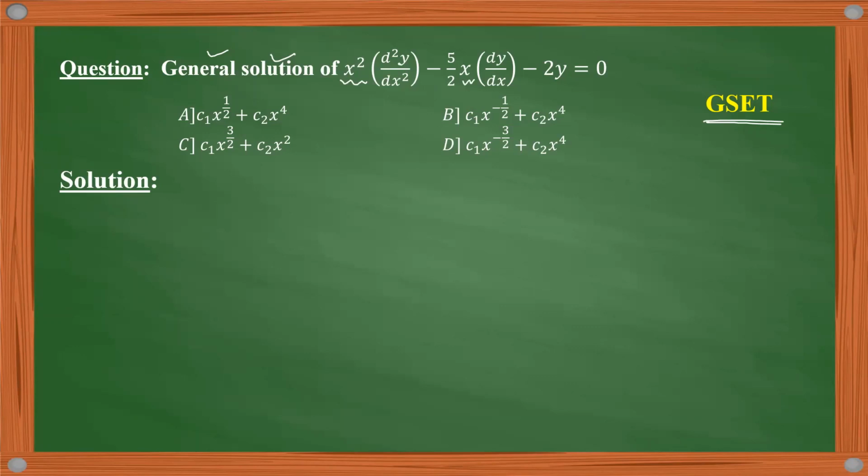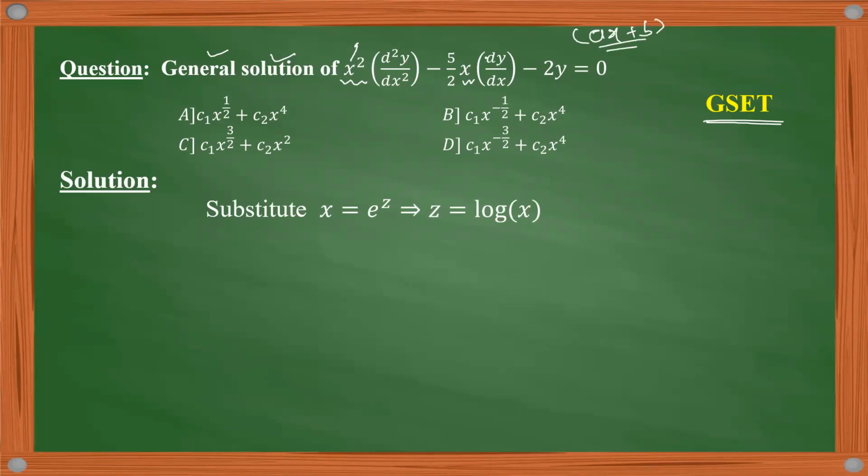Now again, in variable coefficients, there are two types. First is the Cauchy-Euler homogeneous differential equation and the second is Legendre's equation. Now, which type of equation is this? We can say that this variable is of the form x to the power of n. So it must be a Cauchy-Euler homogeneous differential equation, because in Legendre, the variable is of the form ax plus b.